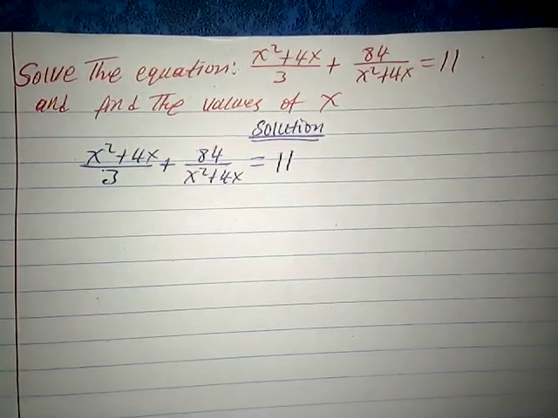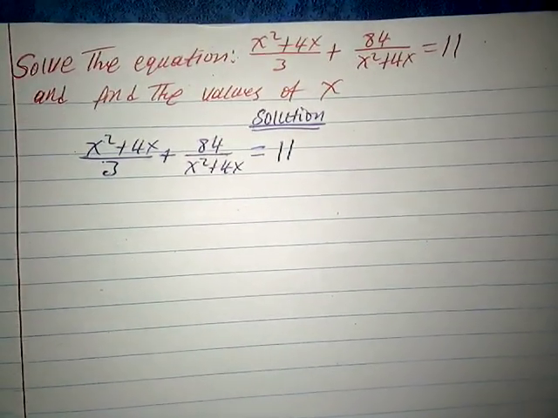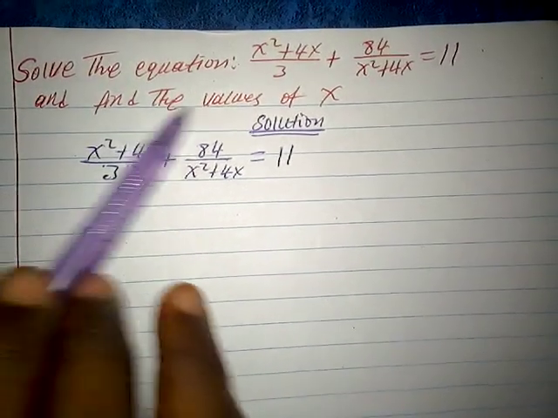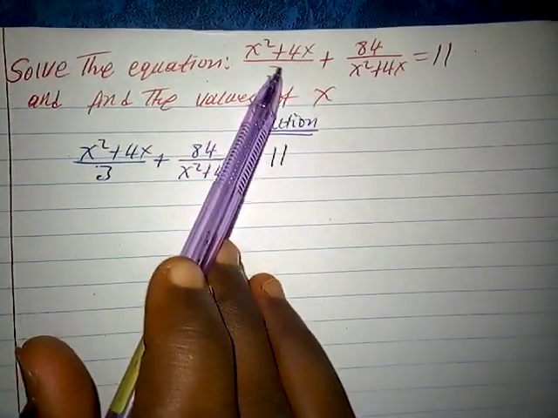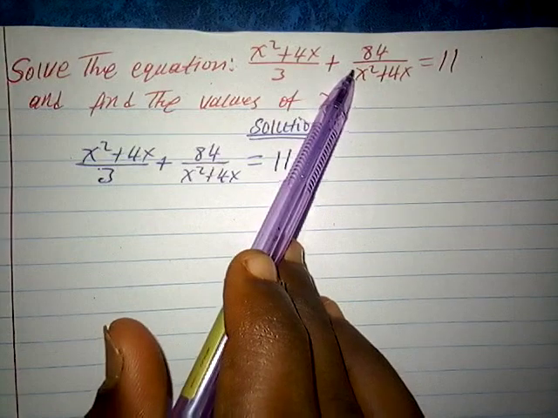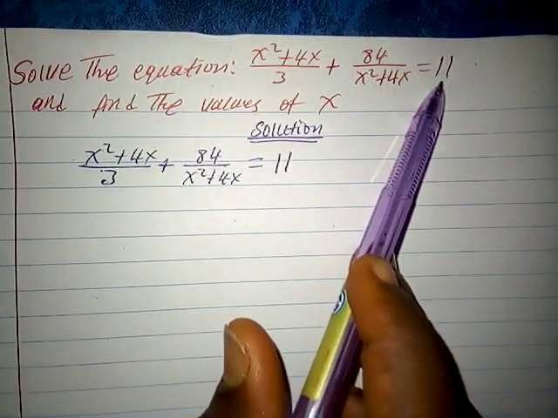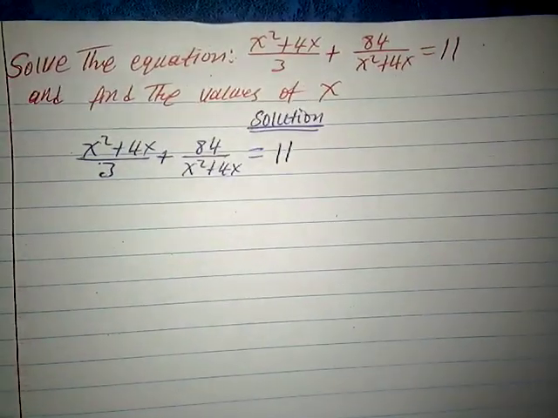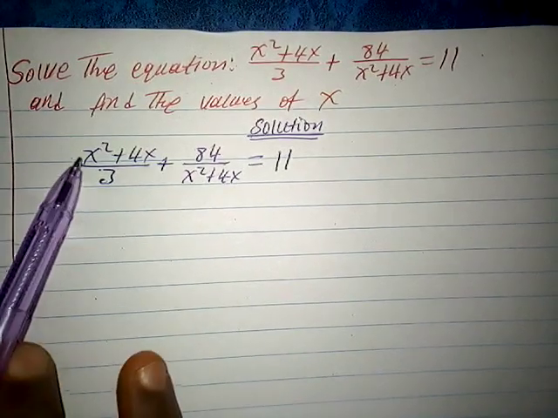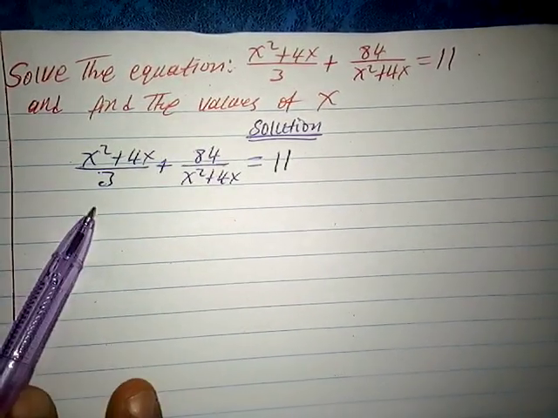Hello everyone. In this video, we'll be solving a fractional equation. Solve the equation (x square plus 4x) upon 3 plus 84 upon (x square plus 4x) equals 11 and find the values of x. We say solution. We write again the equation, right?